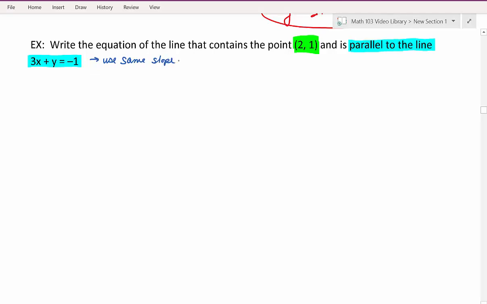So the first thing we need to do is find the slope of this equation. It needs to be put in y equals mx plus b, slope-intercept form, to identify the slope. To solve for y, we'll subtract 3x from both sides. y equals negative 3x minus 1. The slope of this line is negative 3. Our line is parallel to this line, so we want to use the same slope. Our parallel slope, negative 3, and we need to pass through the point (2, 1).